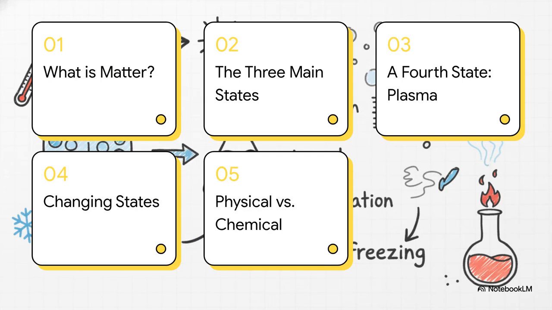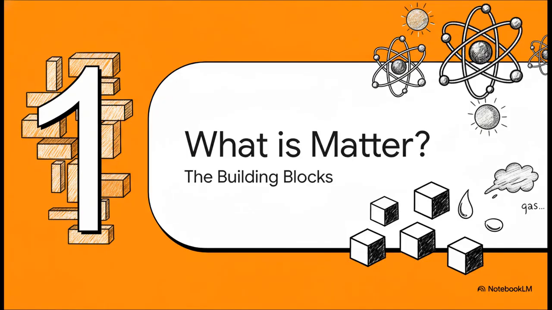All right, here's the game plan for today. We'll start with what is matter, then jump into the three main states, talk about a fourth state called plasma, see how they all change, and wrap up with a really important one, physical versus chemical changes. Okay, let's kick things off.